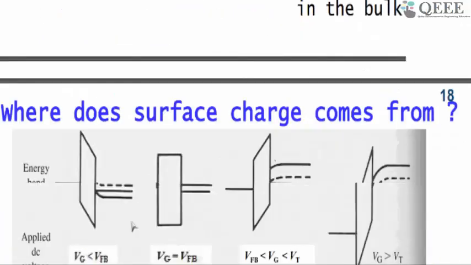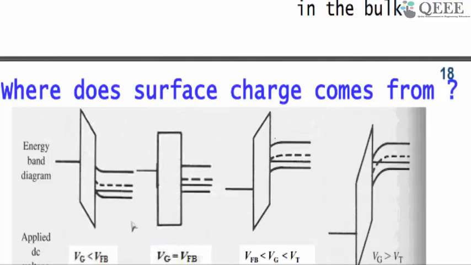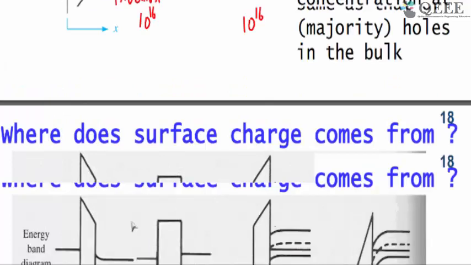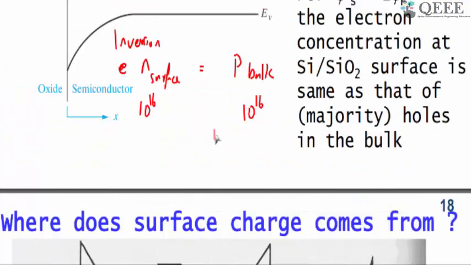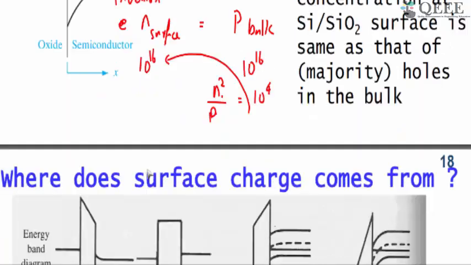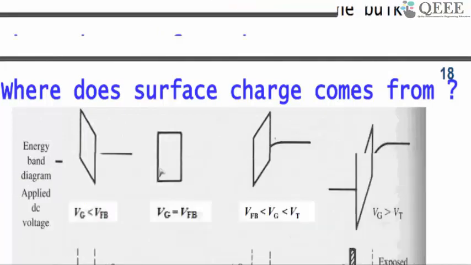Now the question is, we briefly touched upon this, where does this surface charge come from? If you look at this, Ni square by P means only 10 to the power of 4 electrons here. If you wait for a lot of time, you have only 10 to the power of 4 electrons as the concentration, but how do you get 10 to the power of 16? This is a large number. Where does this surface charge come from?